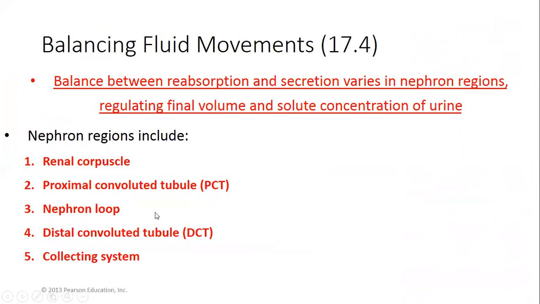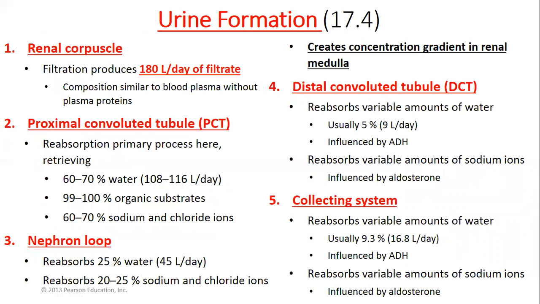So all of these areas we've talked about, and we're going to go into what occurs in each of those areas. Urine formation occurs in the renal corpuscle to start. About 180 liters per day of filtrate is actually produced. 180 liters. Think about it. If you have a Nalgene bottle or a water bottle that's a liter and you drink a couple of liters a day, you're filtering 180 times that every single day.